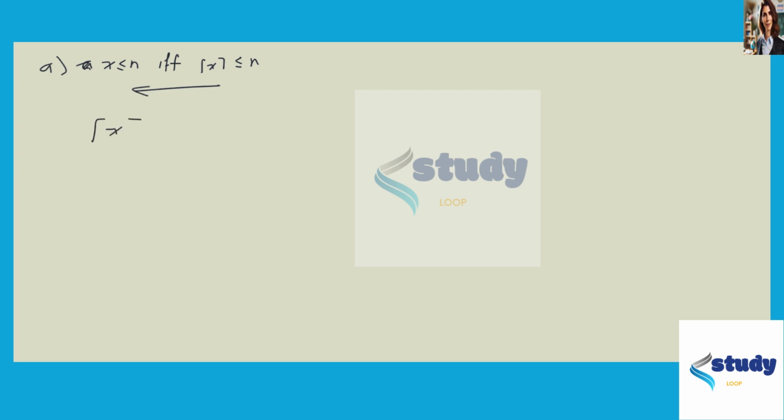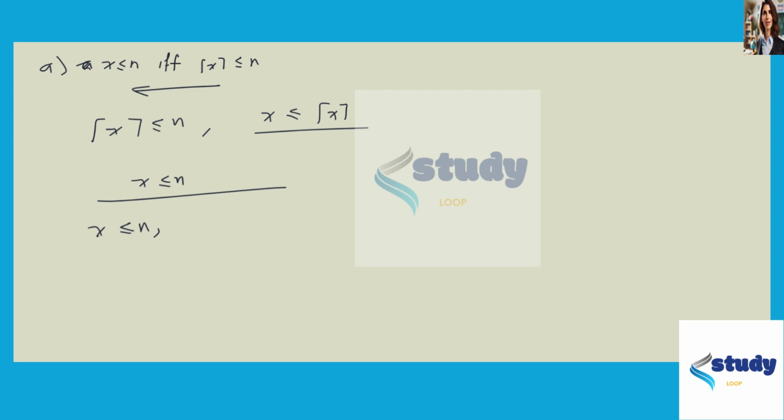So if we have x is less than or equal to n, well, we know that x is always less than or equal to ceiling of x, right? This is just pretty much by definition. So therefore, you have x is less than or equal to n. Very simple.